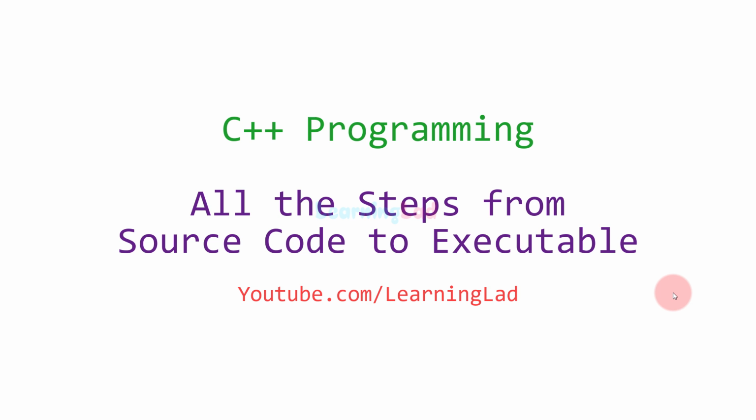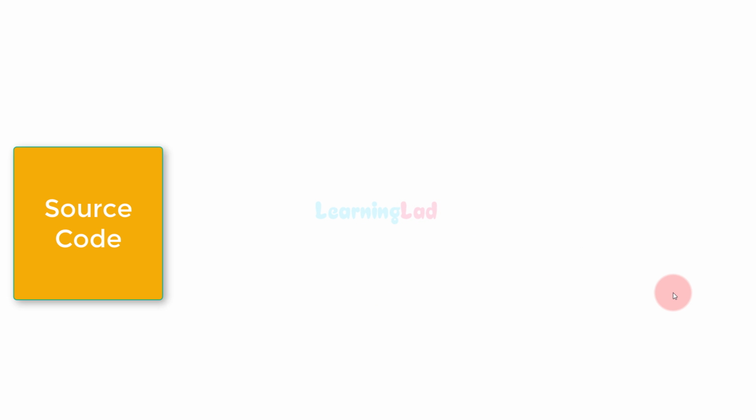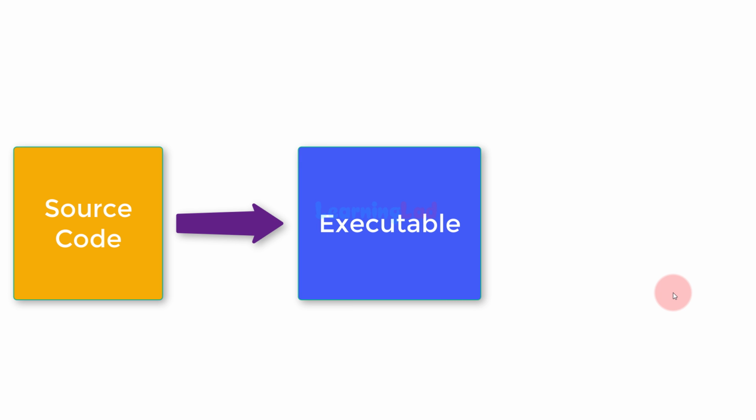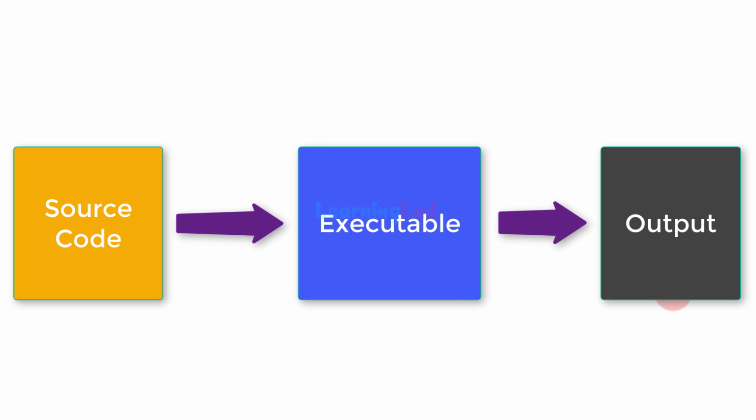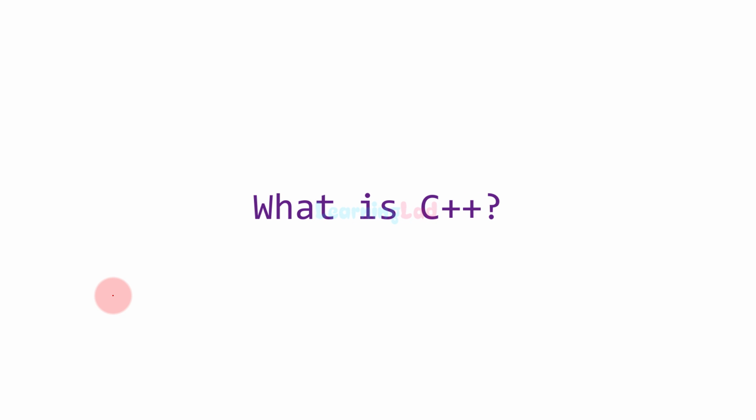In this video, we will see all the steps involved from writing a C++ program to generating an executable file and then executing that generated executable file. Now, before getting started, this video is for beginners and I have simplified a lot of things in this video. Let's get started. Now, what is C++?